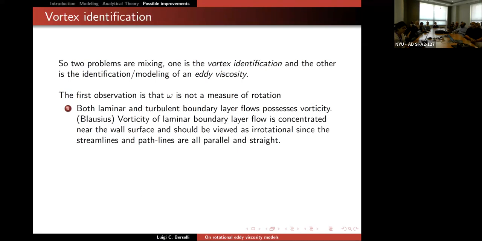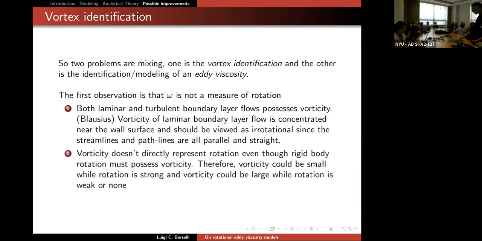Again, omega, the vorticity, is not a measure of this, because the laminar boundary layer is irrotational. So it has vorticity, but it is irrotational at the end. And the vorticity also does not represent rotation, because if you have a rigid body which is rotating solidly, vorticity is not zero, but then this is something which is rigid. So the two things are not so straightforward as they seem.